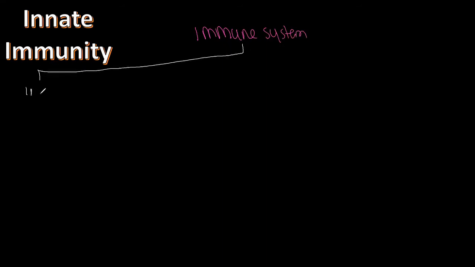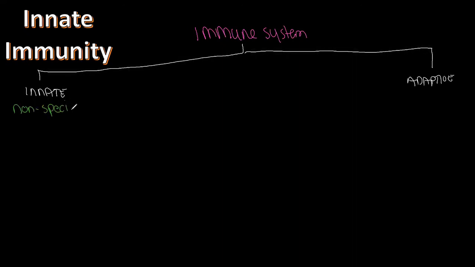So if we were to compare these side by side, we have an umbrella term, and this would be our immune system. Part of our immune system we have innate, and on the other side, we have our adaptive. These are also called a couple of different things. Innate, we will refer to as non-specific immunity, whereas adaptive, we will refer to as specific immunity.